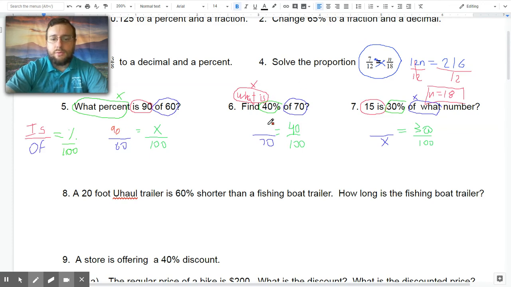And then this one is what I'm looking for. I don't have it, so I put an x. And then this one is 15. So I'll show you all three kinds of problems: when you're looking for the percentage, when you're looking for the is, and when you're looking for the of.